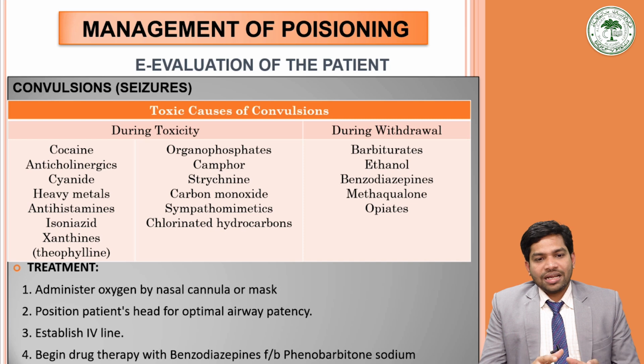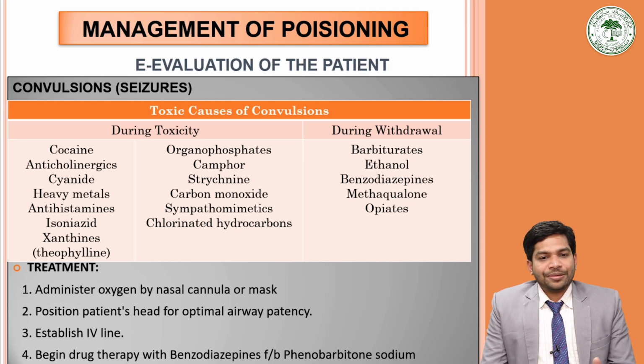Now what shall be done to treat the seizure activity? First and foremost is the administration of oxygen by nasal cannula or mask, which is good for control of seizure. Then the position of the patient's head for optimal airway patency shall be maintained. Establish the IV line. Begin the drug therapy with benzodiazepines.